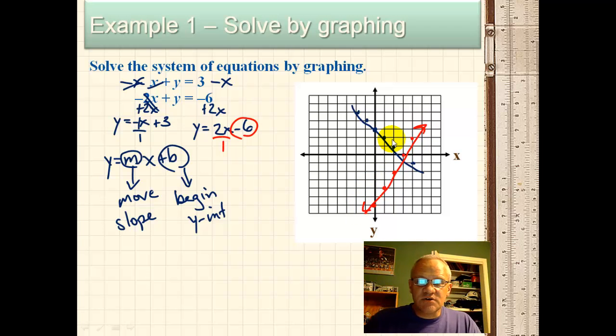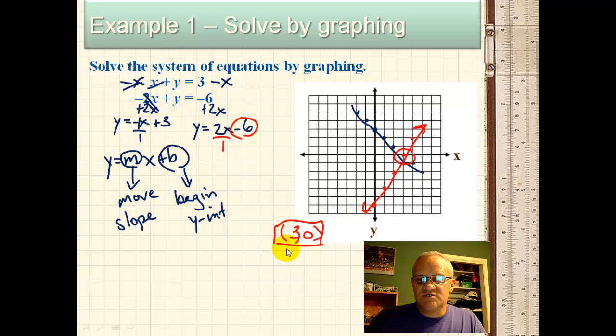Well, anyway, here's the point: look at where they cross. If I had drawn these lines well, you'd see that they cross right here, this spot right there. And you say, well, what is that point? It's the point where x is 1, 2, 3, and y is 0. So our solution is (3, 0).